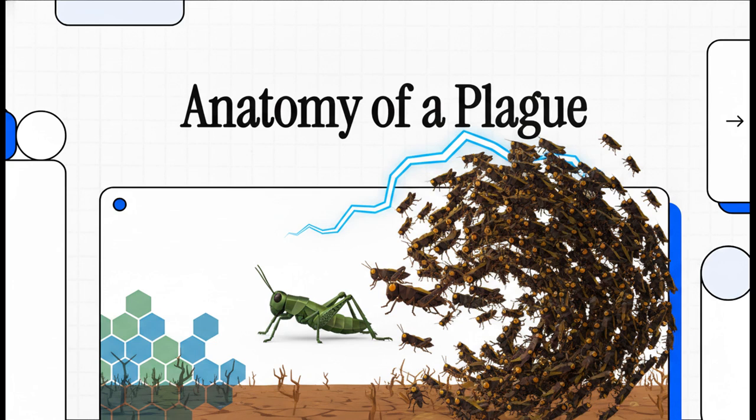We've got a truly fascinating topic to unpack. We're going to take a 3D journey that scales all the way from the microscopic anatomy of a single, seemingly harmless grasshopper right up to a massive, world-threatening swarm. We'll be looking closely at the biology, the life cycle, and the environmental triggers that can turn just one solitary insect into a global agricultural crisis. Let's get right into it.